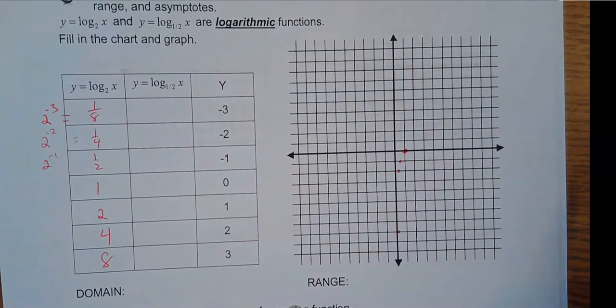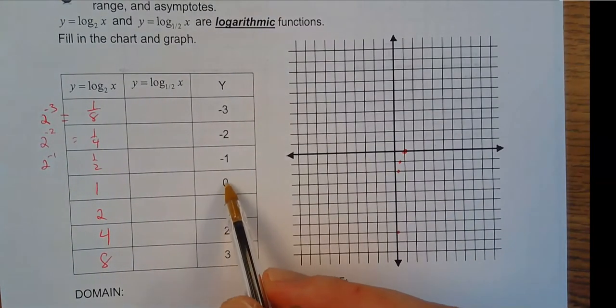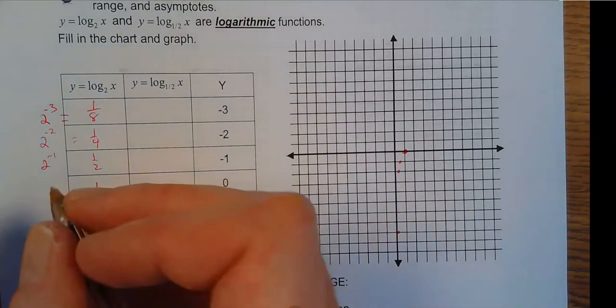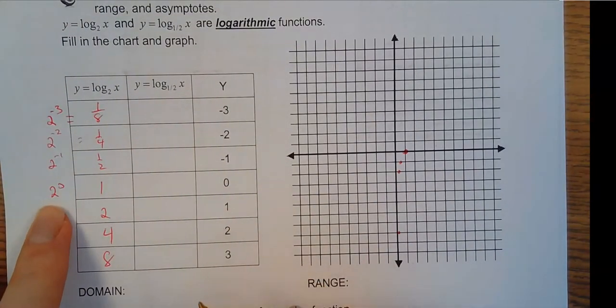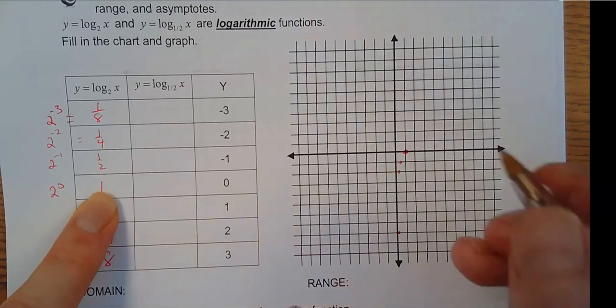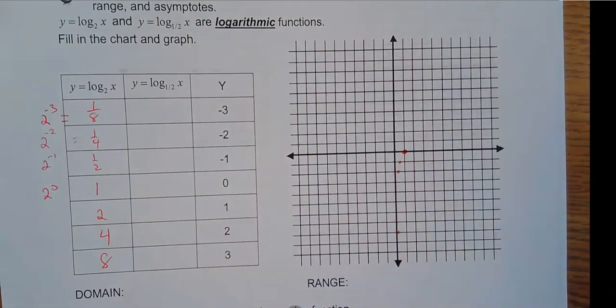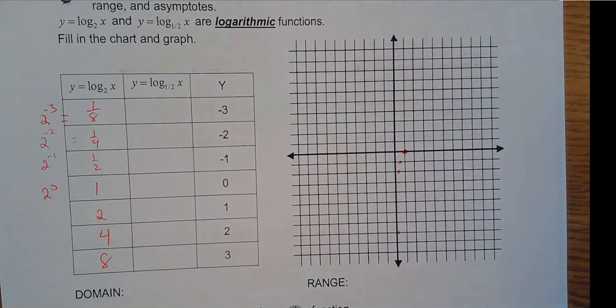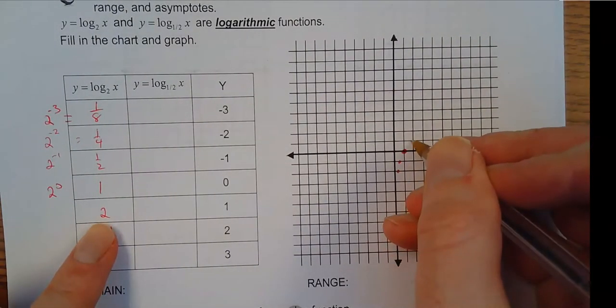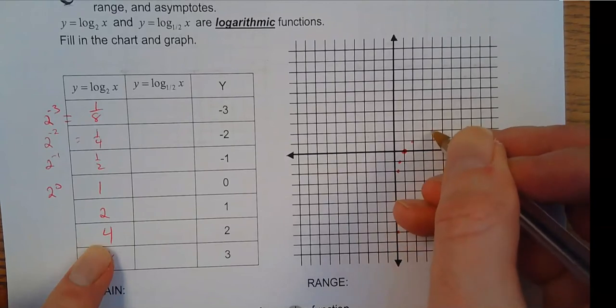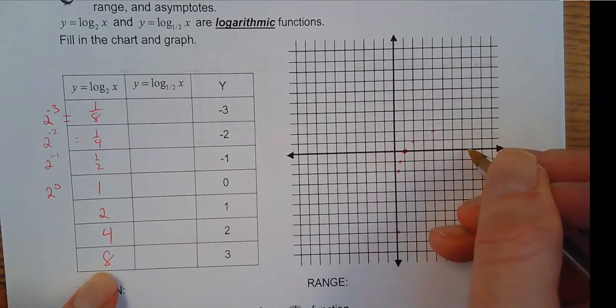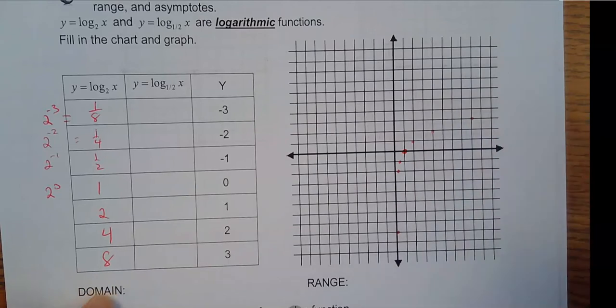If the exponent is 0, because y is the exponent, it doesn't matter what the base is, it's going to be 1. Anything to the 0 power is 1. So no matter what the base is, it's going to go through the point (1, 0). It's kind of like the anchor point, I guess you would call it, of any logarithm. And then (2, 1), (4, 2), and (8, 3).